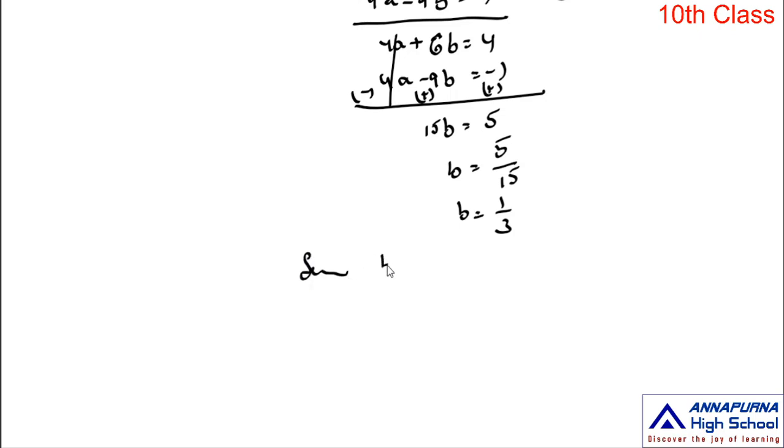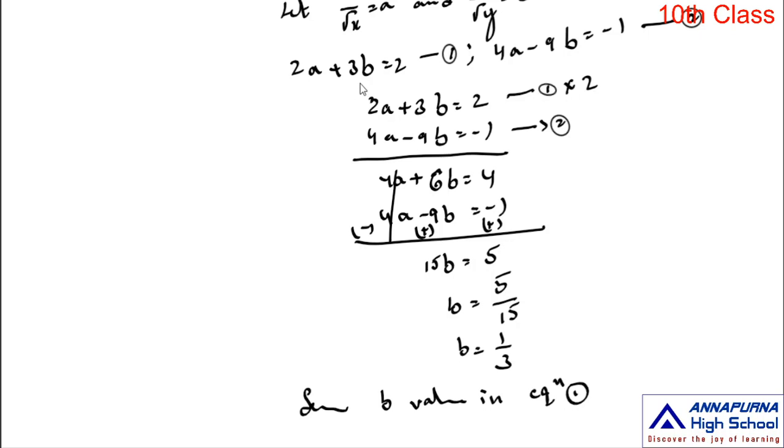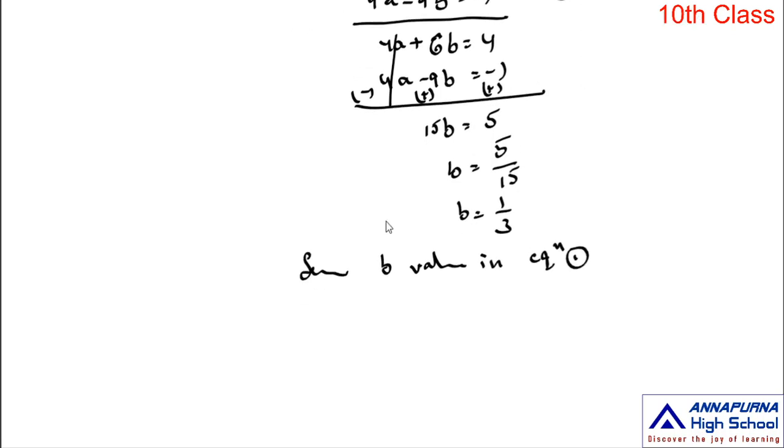Substitute the b value in equation 1. Here the first equation is 2a plus 3b is equal to 2. So 2a plus 3b means 3 into 1 by 3 is equal to 2. 3 cancel, 2a plus 1 is equal to 2. 2a is equal to 2 minus 1.